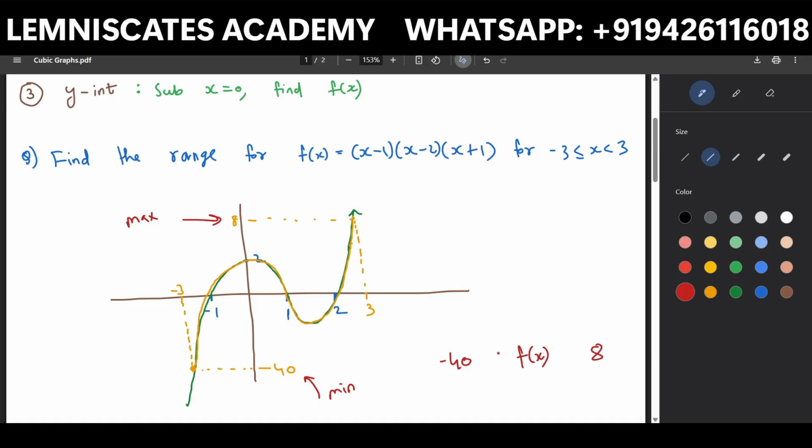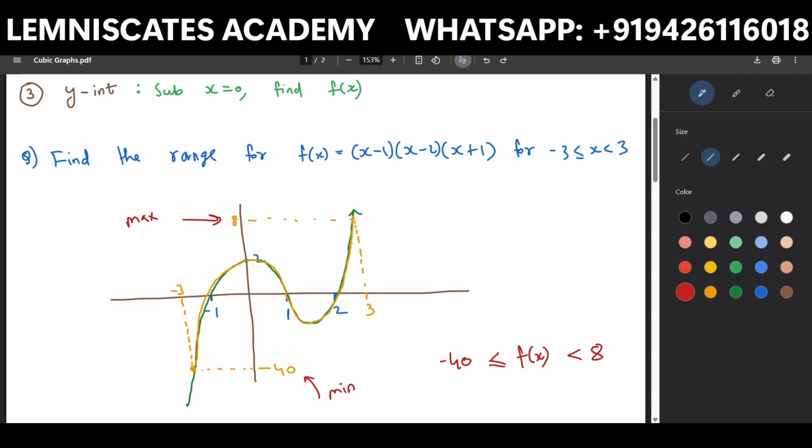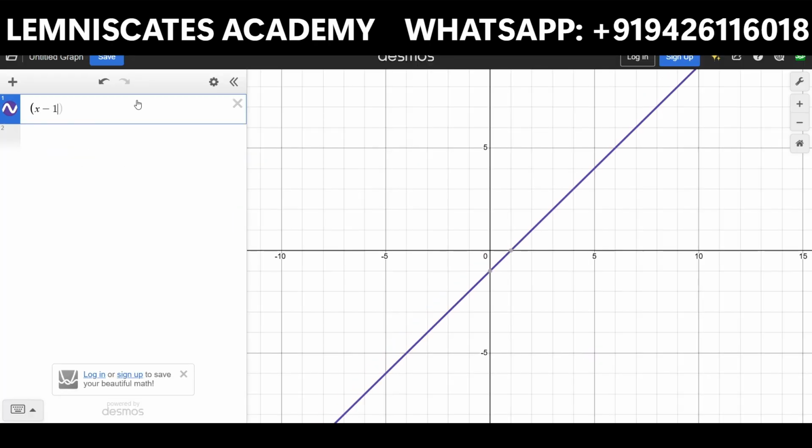The function is in between, so you are having the less than sign. -40 will be part of the range because -3 was part of the domain. 8 will not be part of the range because 3 was not part of the domain. So now we can go ahead and check this on our Desmos. x minus 1, x minus 2, x plus 1.